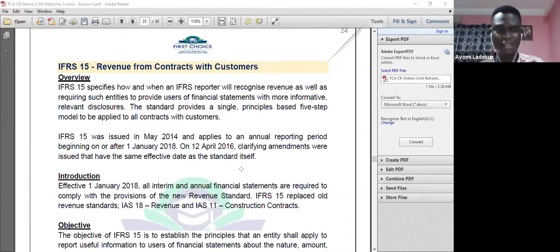I think at this level, it was tested once. That was May 2017. And IFRS 15 was effective 1st January 2018. And I can tell you it was tested in May 2017, and at that time, it was not the calculation part that was tested. I think they were just saying, explain the five-step model approach to revenue recognition in accordance with IFRS 15.